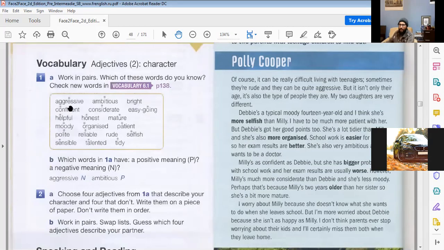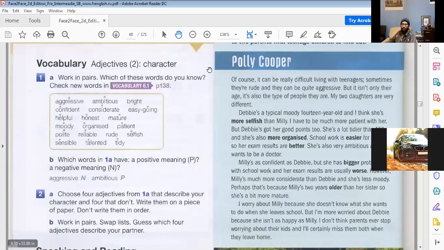So let's take a look at these. So I'm just going to read them for you. And if any of them are new, just tell me, okay, this is new, I don't know what it means, and we can talk more about it. So let me just read them for you. So we have aggressive, ambitious, bright, confident, considerate, easygoing, helpful, honest, mature, moody, organized, patient, polite, reliable, rude, selfish, sensible, talented, and tidy. So from this box, which of them are new?